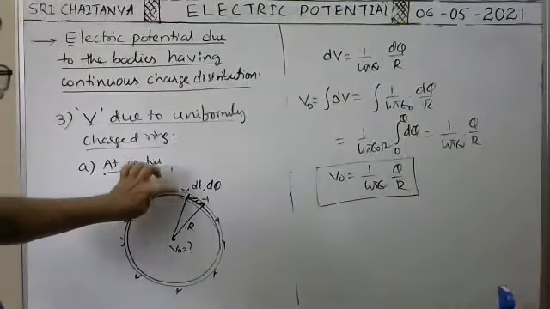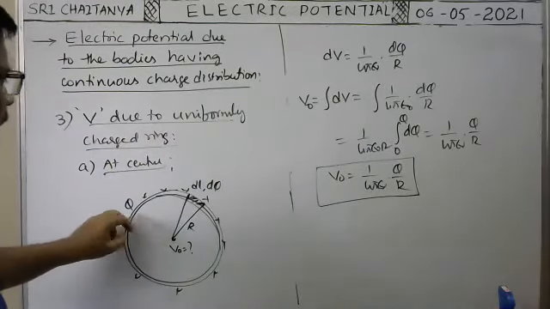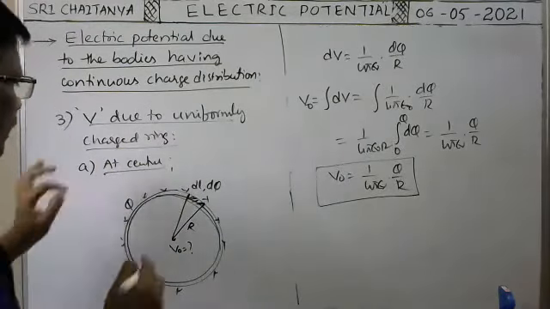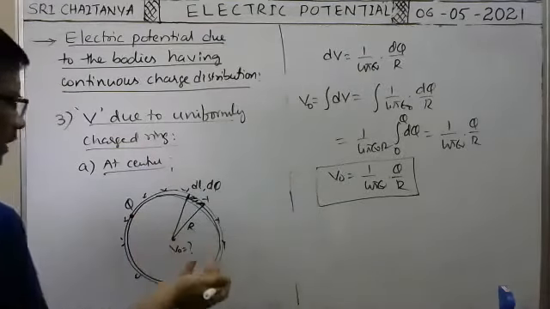That means every part of the ring is equidistant from this point. That's why the total charge on the ring can be imagined as a point charge here, and due to this point charge at this point, what is the potential?